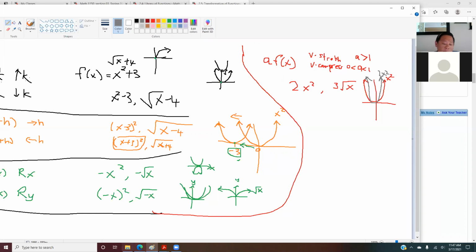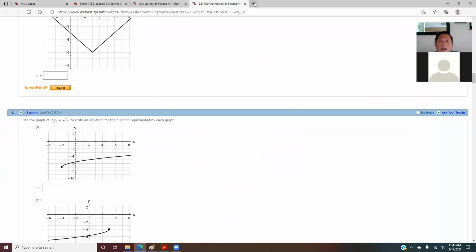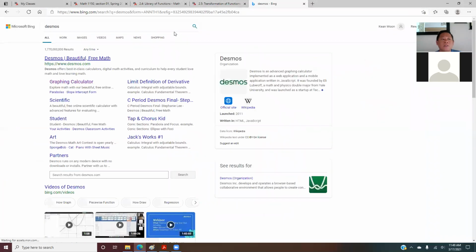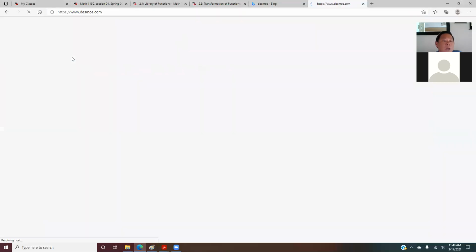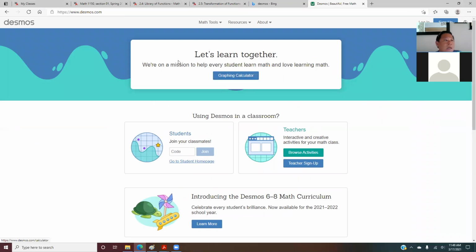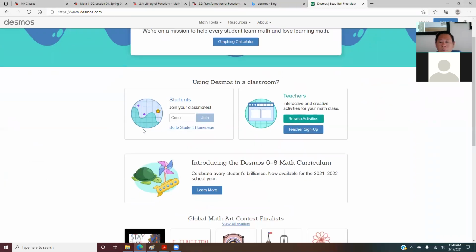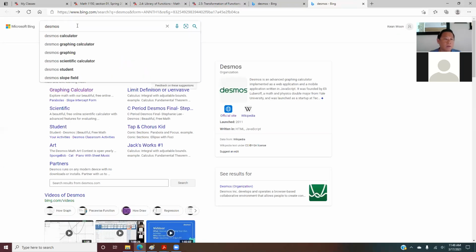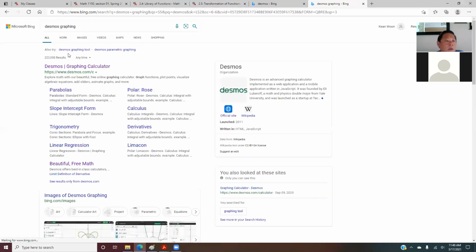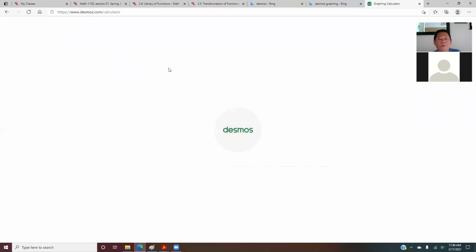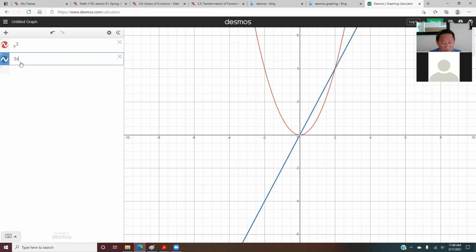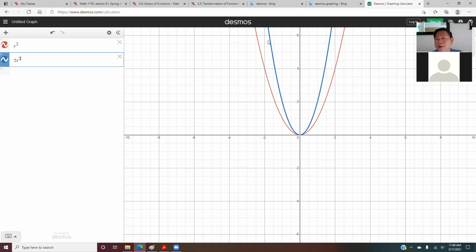One way I will tell you, if you don't know what it looks like, is there is a website called Desmos Graphing. Just type Desmos in your browser. So you can figure out what it looks like. So for example, if you type x squared, this is the parabola x squared. If you click on the other one and type 2x squared, you can see your graph is getting narrower.